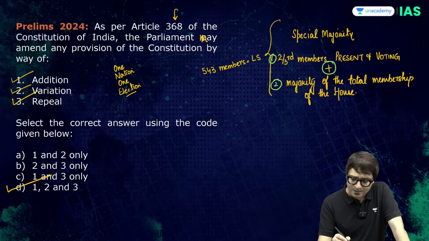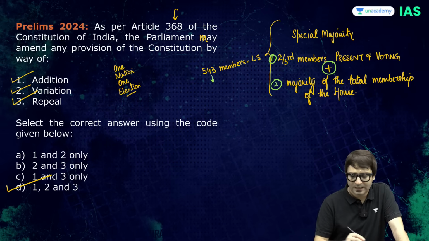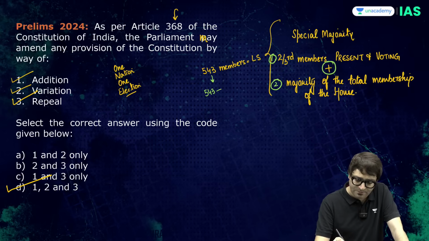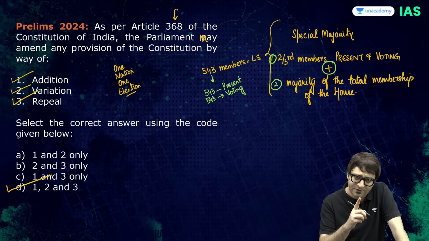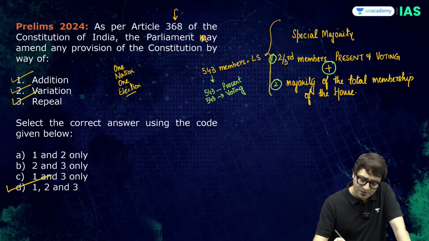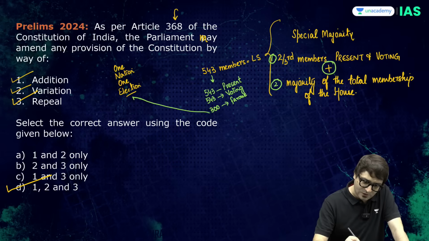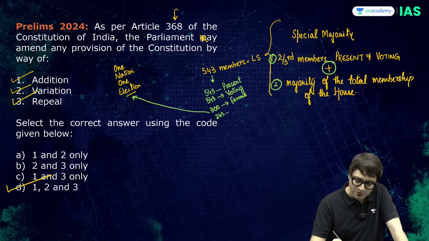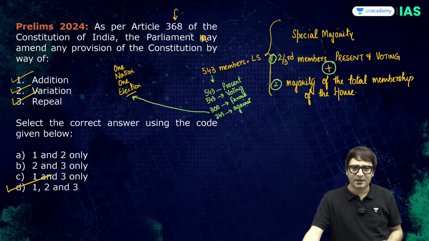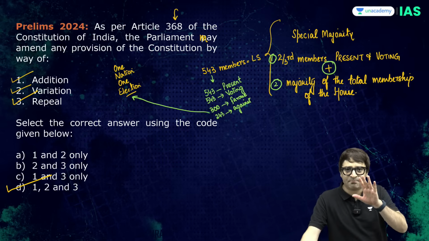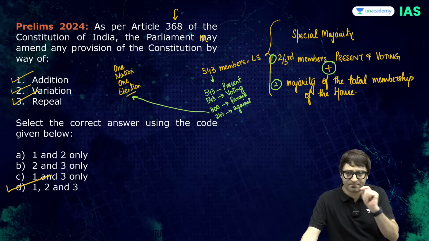Sir, what does that mean? Assume there are 543 members and all the 543 members are present. All these 543 members are voting. And out of these 543 members, 300 are in favor of one nation, one election. 243 are against. Now you tell me, will the constitution stand amended by this type of voting pattern?